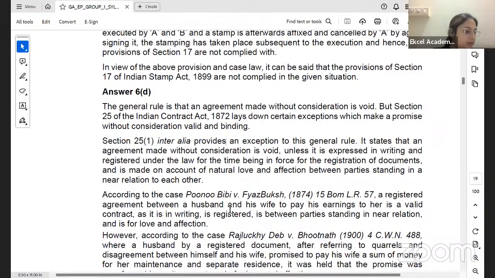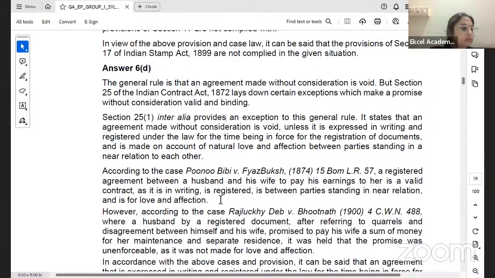Okay, next we will go to 6D. Arun, a husband, enters into a registered agreement with his wife Radha to pay his earnings to her. So he has entered into an agreement to pay the earnings to his wife. Is it a valid contract? The first part of the question is: husband and wife have entered into a contract, and the husband has promised that I will share earnings with you. Is it a valid contract?